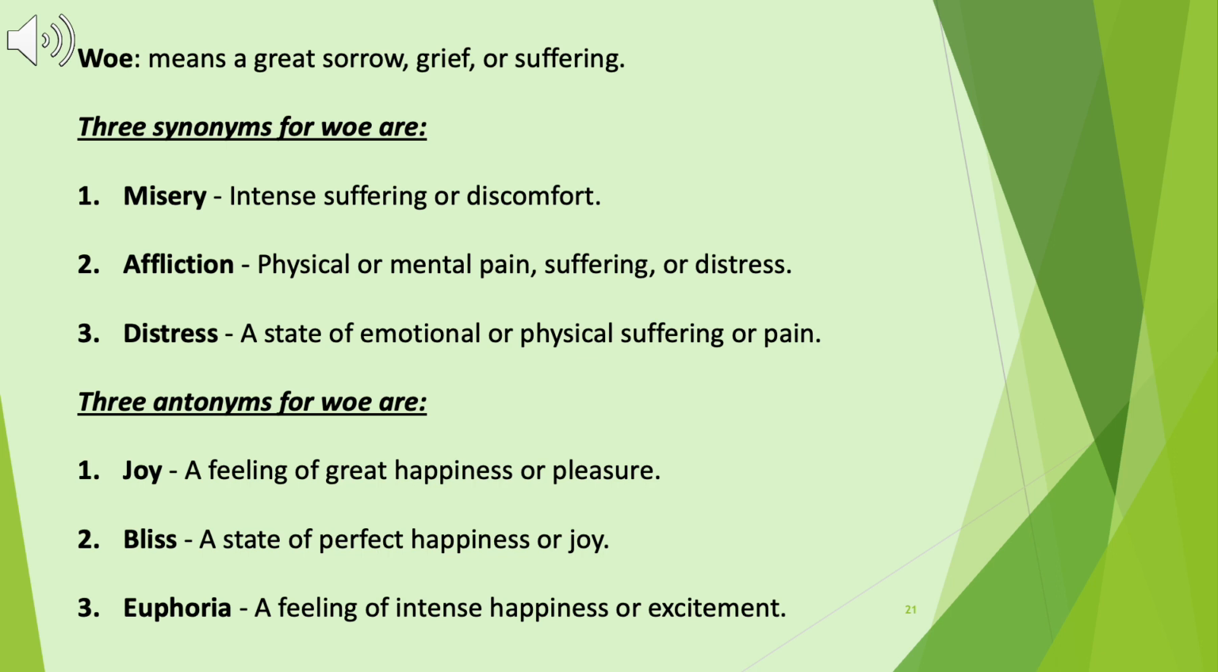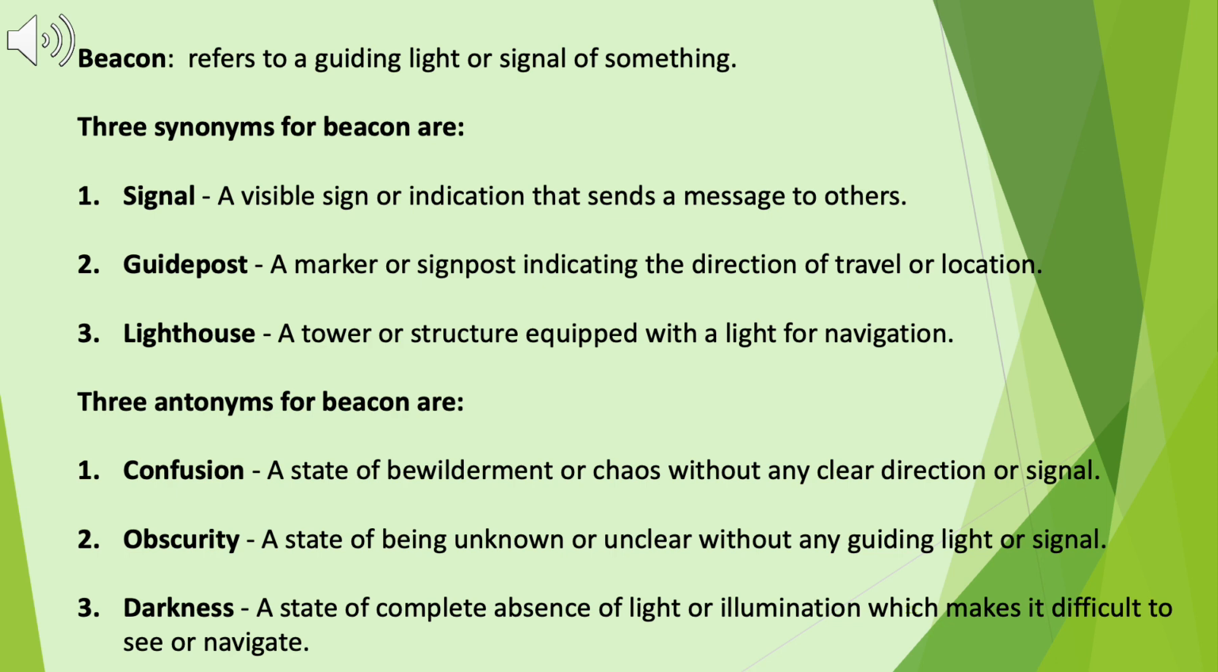Three antonyms for woe are joy, a feeling of great happiness or pleasure. Bliss, a state of perfect happiness or joy. Euphoria, a feeling of intense happiness or excitement. Let's look at word.